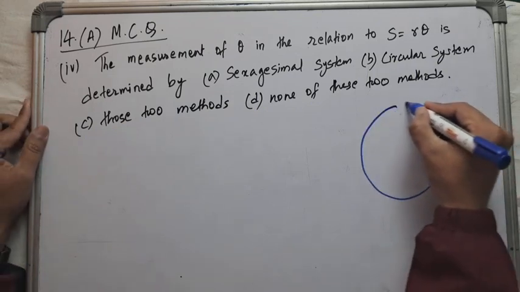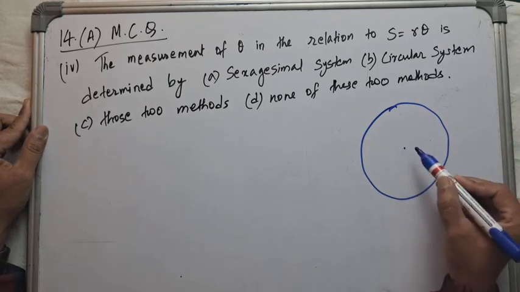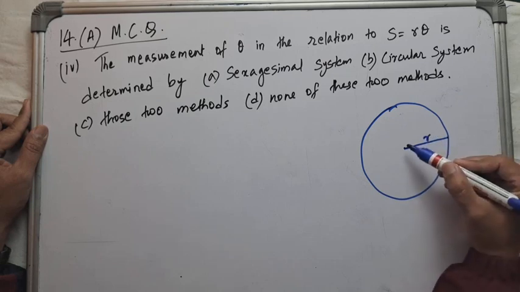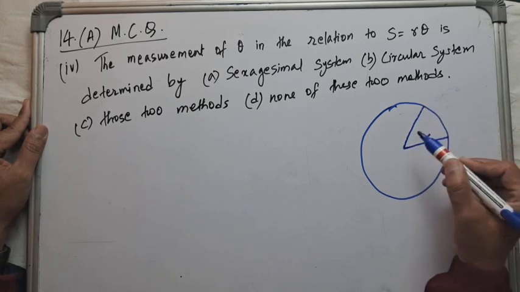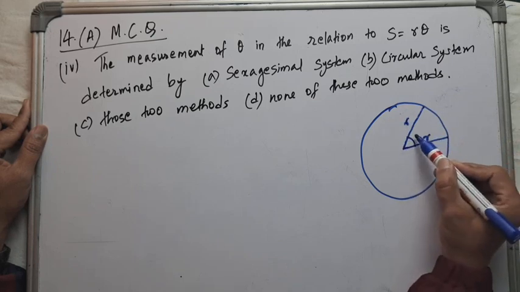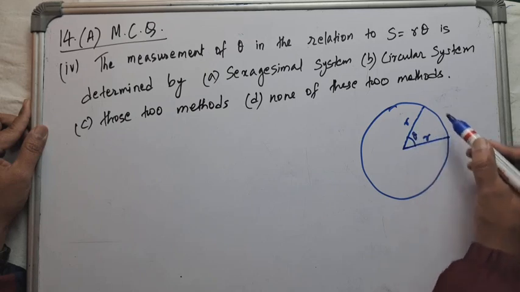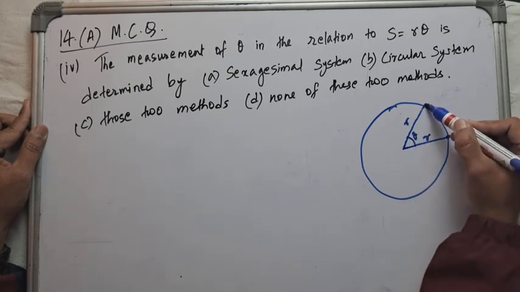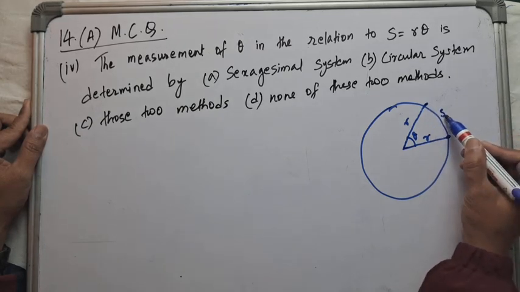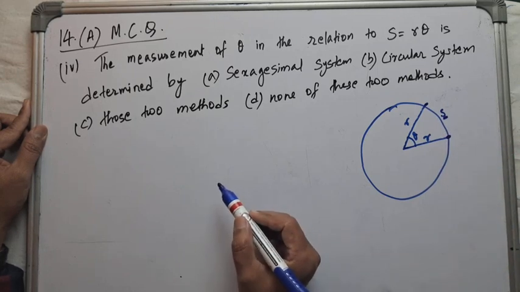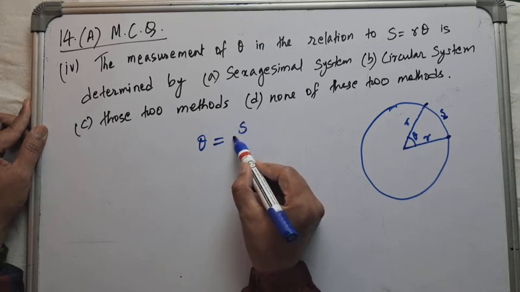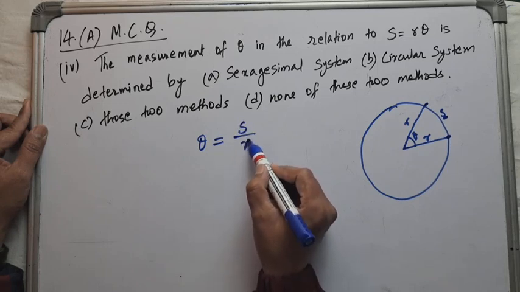in a circle, okay, suppose this is the center of the circle and this is the radius, okay. This is one radius, suppose this is r, and this is another radius, okay. This is also r. Now this is the angle theta, okay, and this is the arc subtended, okay. This is the arc. So length of this arc is denoted by the letter s. So from this relation, theta equal to arc s divided by radius of the circle.